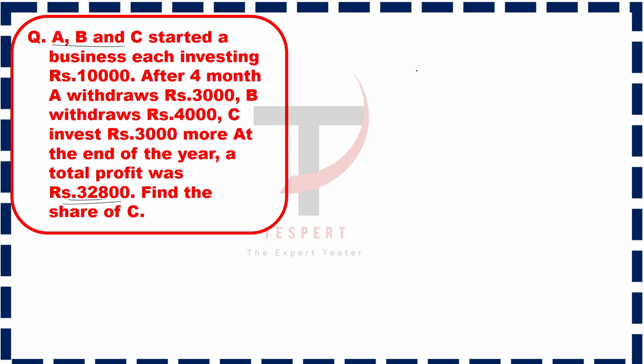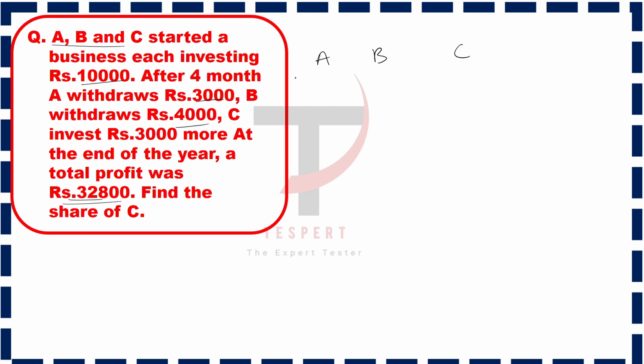Right. So here, what's the ratio of capital of A, B and C? Here these three are investing different amounts for different periods of time. So we must calculate the ratio of capital. We must calculate the capital by multiplying the time period and the amount, the investment, right?